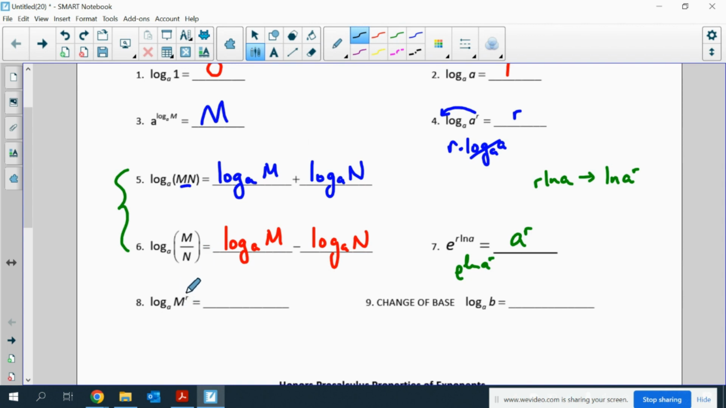Log base a of m to the r, we've already talked about this, but this r can move out to the front, so it's r times log base a of m.